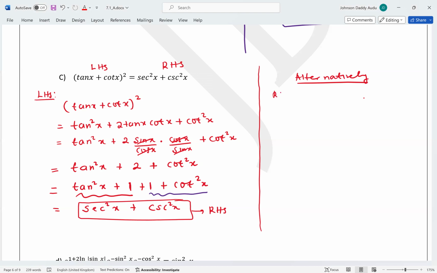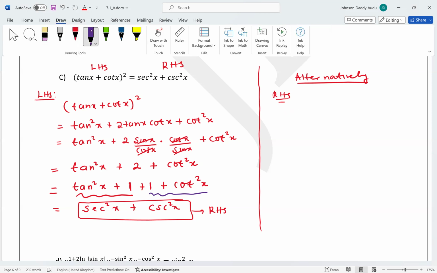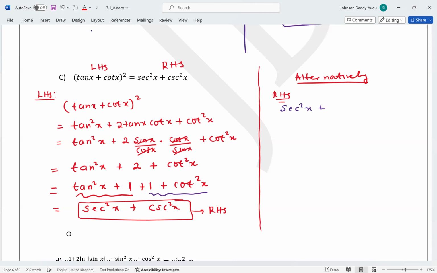You take the right-hand side. What is the right-hand side? It is sec squared x plus cosec squared x. But what is sec squared x? Sec squared x, we know, is the same thing as tan squared x plus 1. Then plus cosec squared x is the same thing as cot squared x plus 1.